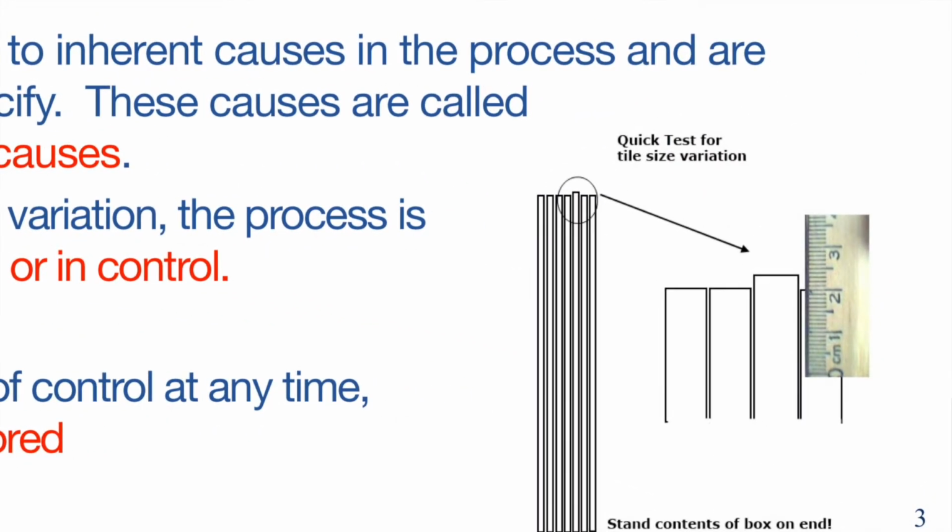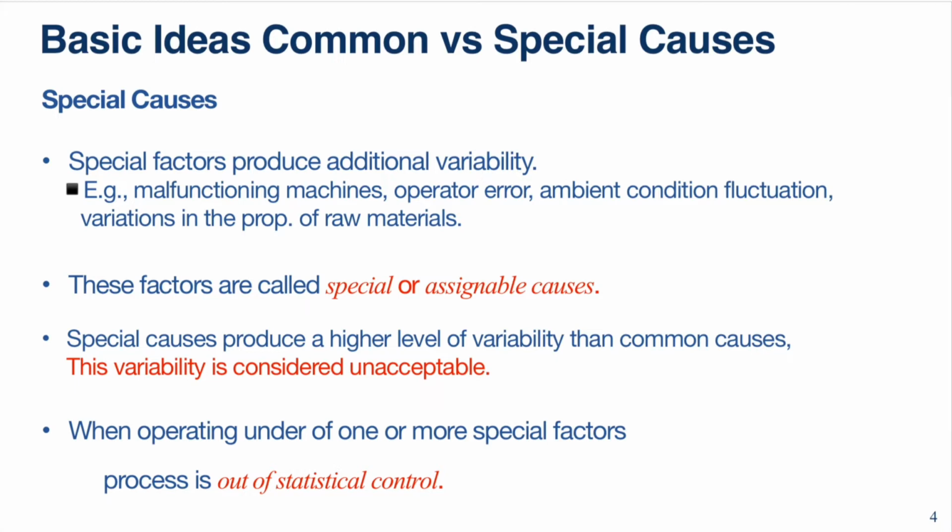This is an example of how to monitor your output. In this case, you are measuring the size of the tiles, and by setting them one after the other in a vertical way, you can detect which ones are out of size. Now, what are the special causes?